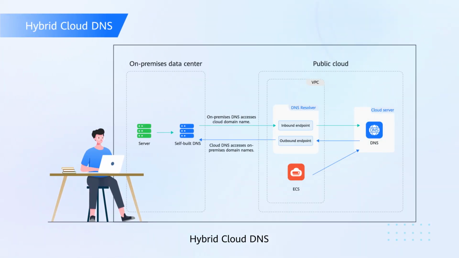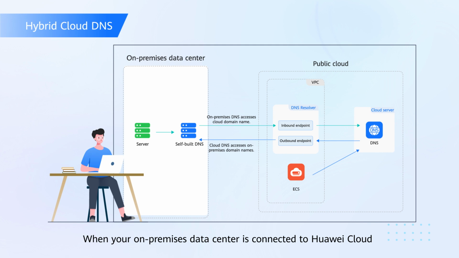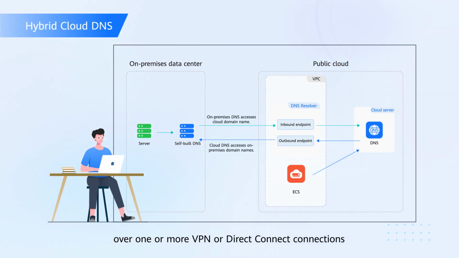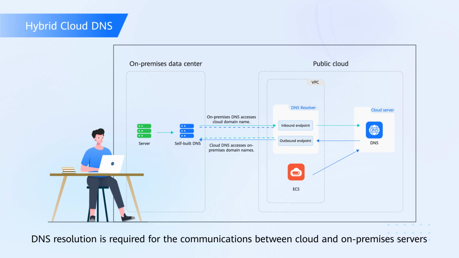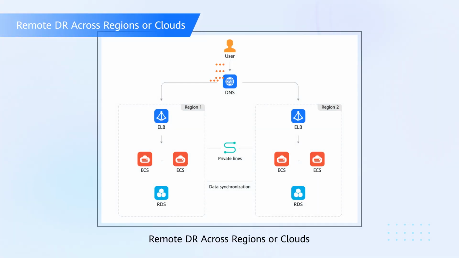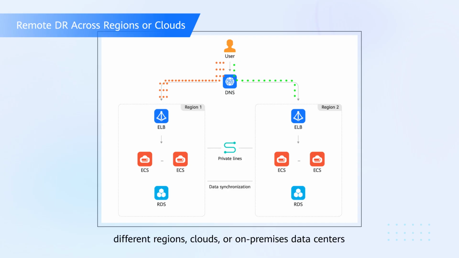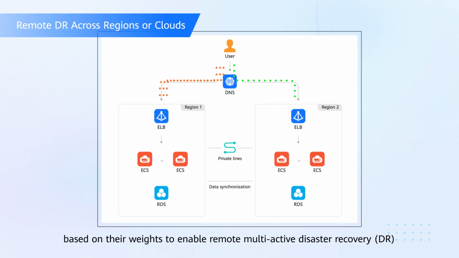Hybrid Cloud DNS: when your on-premises data center is connected to Huawei Cloud over one or more VPN or Direct Connect connections, DNS resolution is required for the communications between cloud and on-premises servers. Remote DR across regions or clouds: you can use DNS to distribute workloads to different regions, clouds, or on-premises data centers based on their weights to enable remote multi-active disaster recovery (DR).